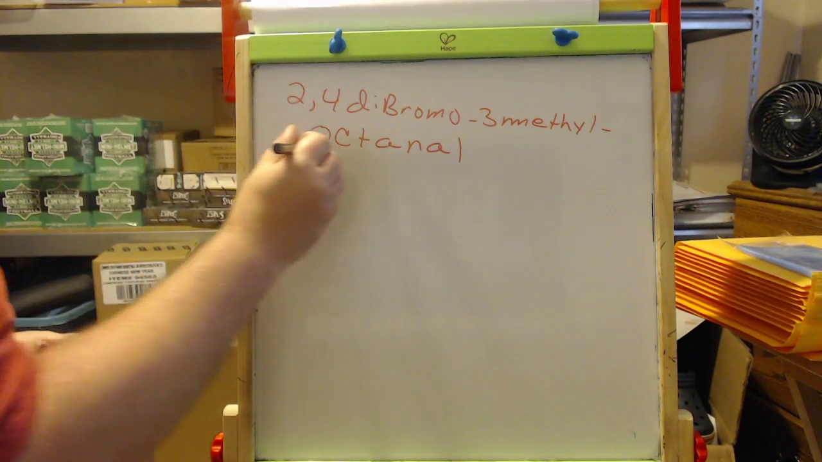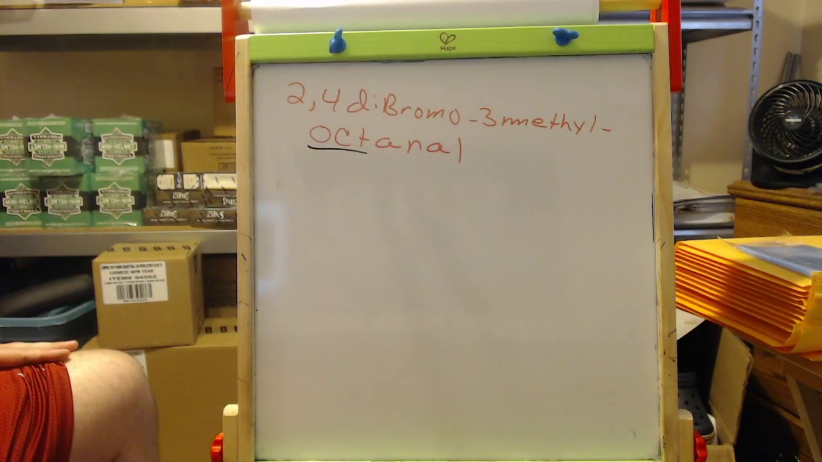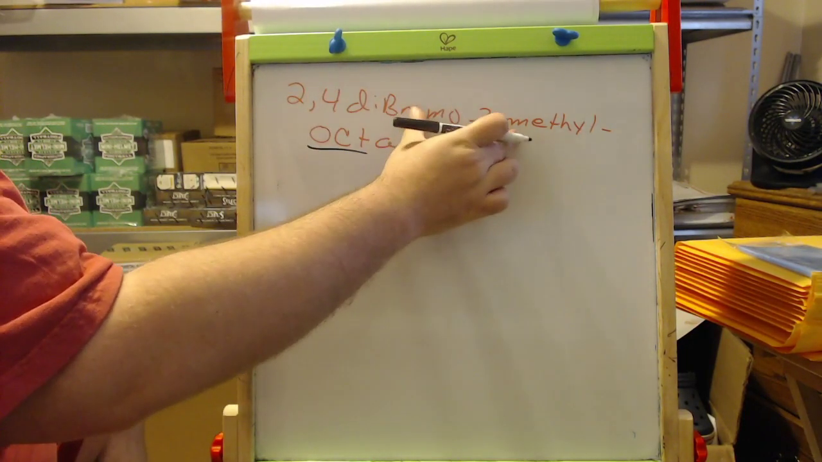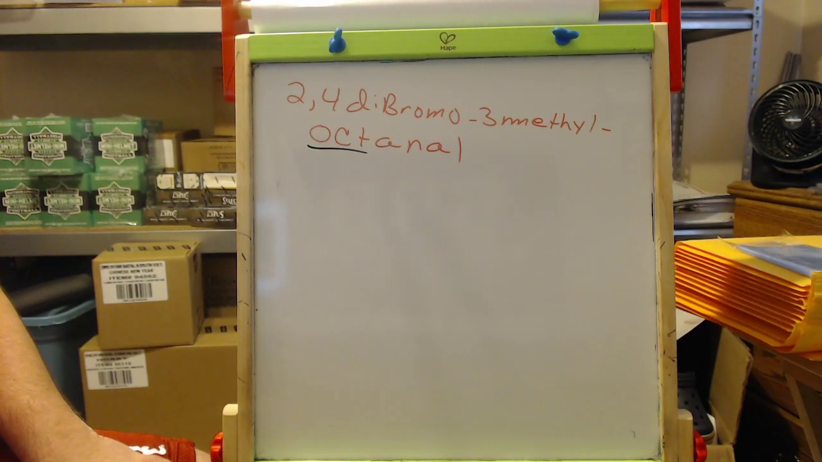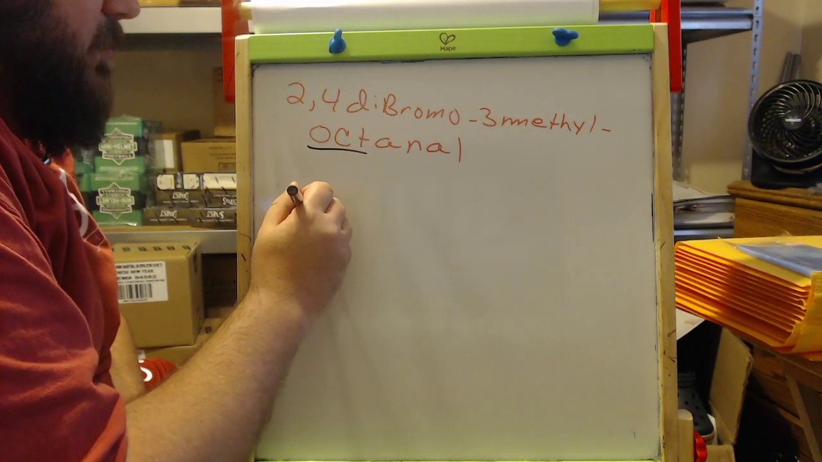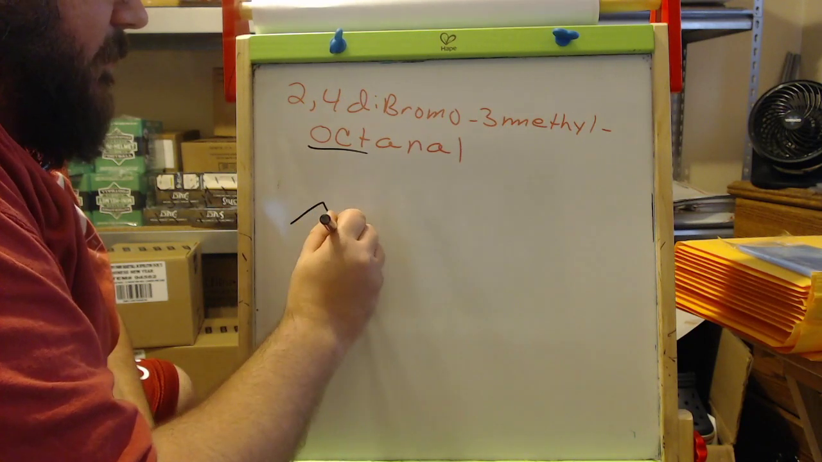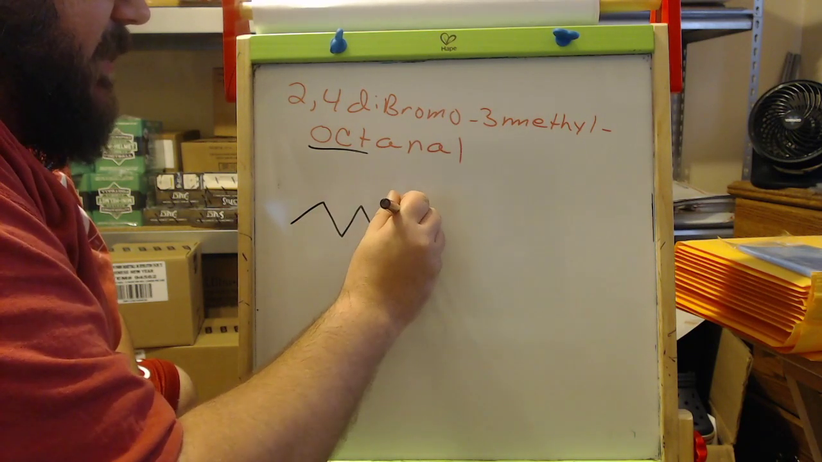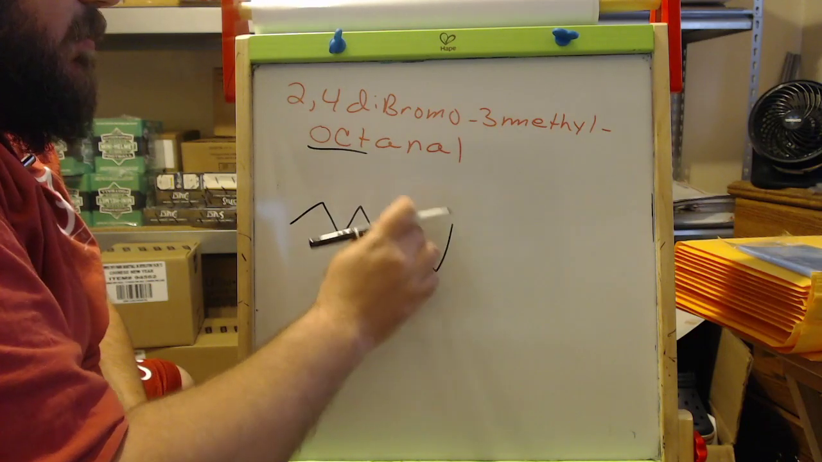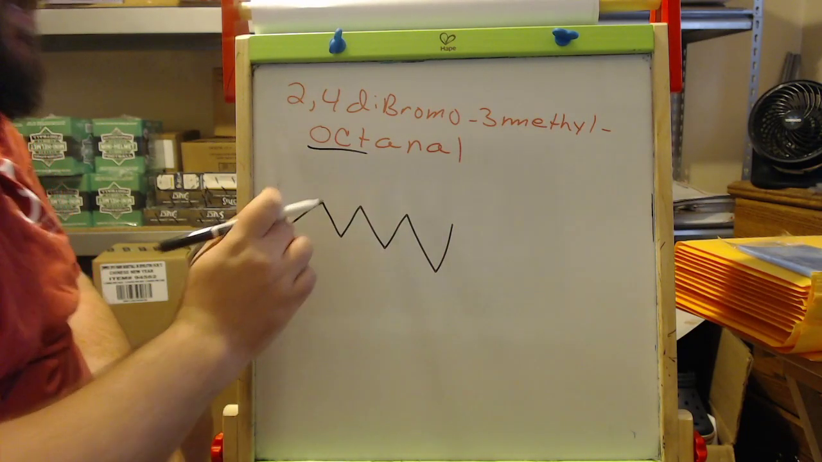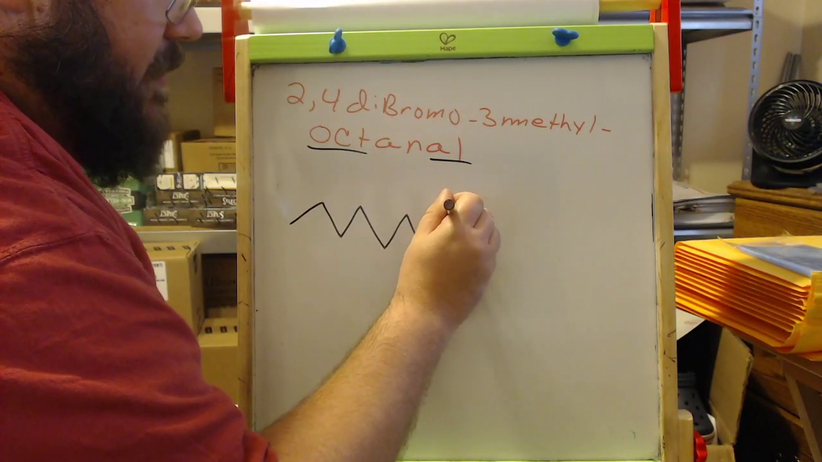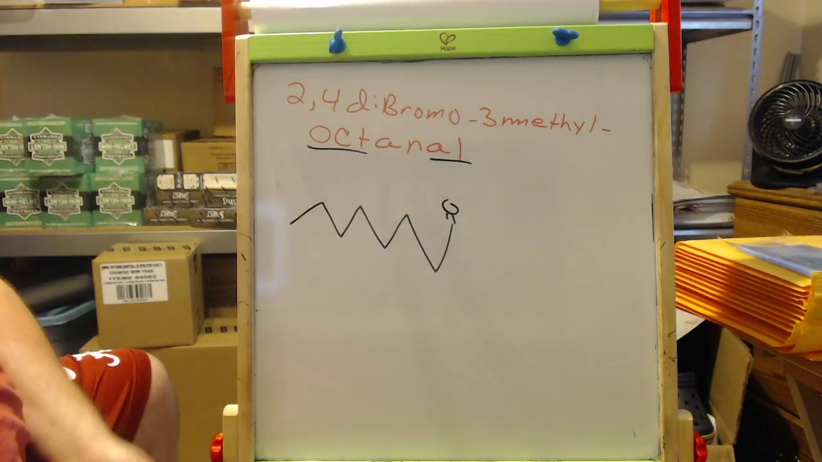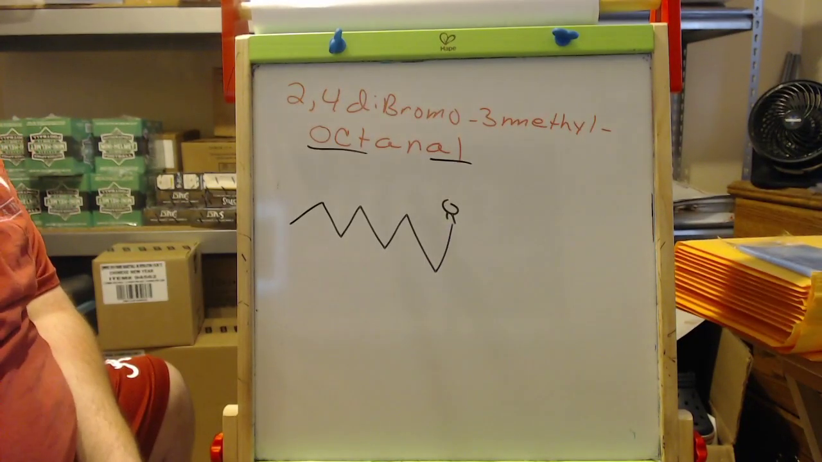Well, I would start with just my carbon chain. This is the important part. This is the toppings on the sundae. Eight carbons long. I'm going to do it this way: 1, 2, 3, 4, 5, 6, 7, 8. Octanal tells me it's an aldehyde, so that means on this carbon right here is going to be a double bonded O, and it's assumed the hydrogen is there.